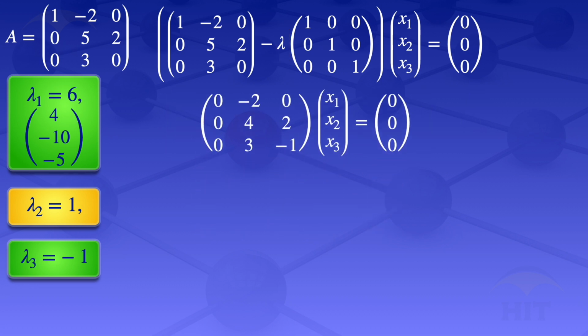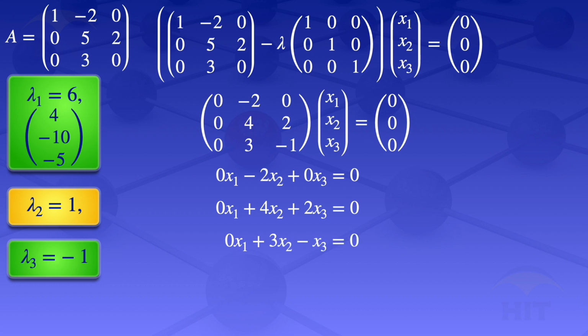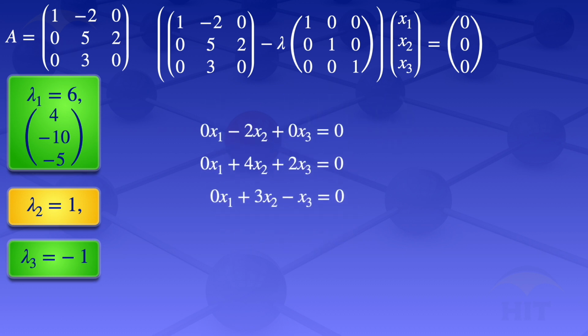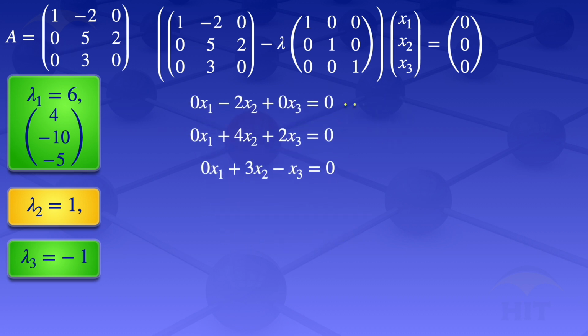By matrix multiplication, row by column, for the first row, it will give us 0x1 minus 2x2 plus 0x3 is equal to 0. The second row will give us 0x1 plus 4x2 plus 2x3 is equal to 0. The third row would give us 0x1 plus 3x2 minus x3 is equal to 0. Here, those three equations, I'll go on and label them equation number 5, equation number 6, equation number 7.